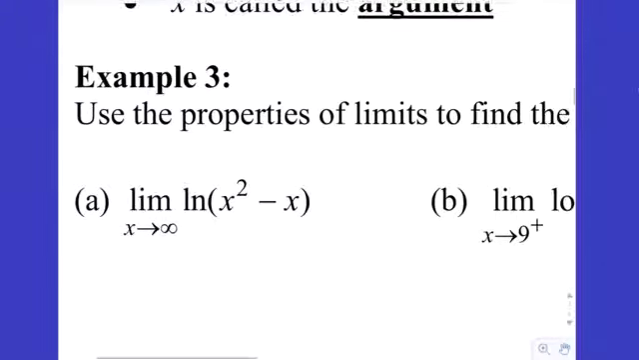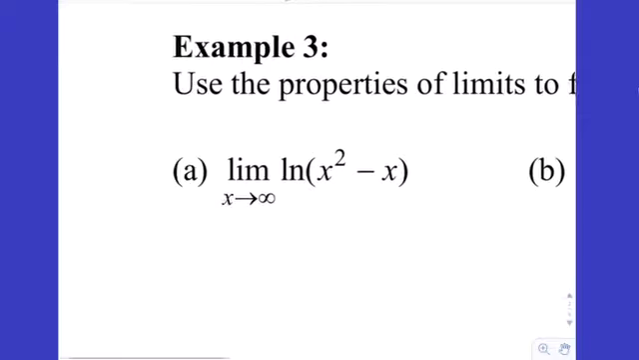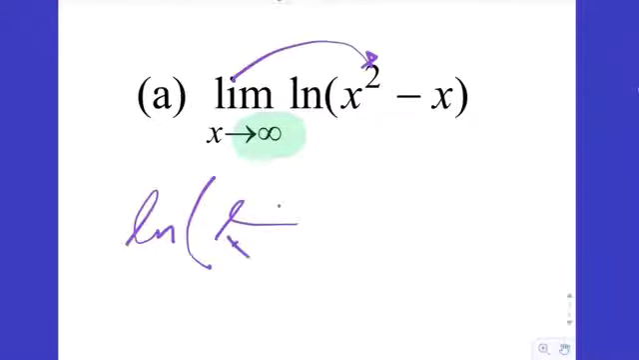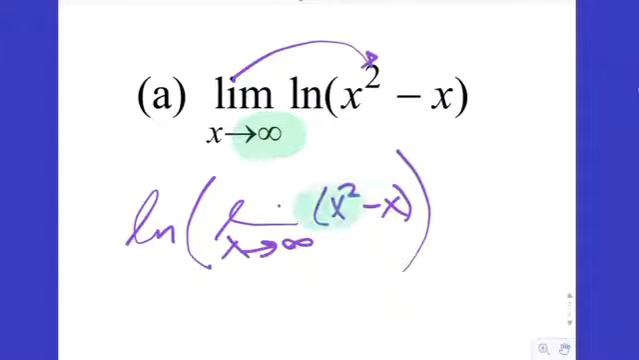Example 3. Use the properties of limits to find the limit of each of the following. Limits. That's calculus, right? We're looking for the right end behavior. How are we going to do this without the graph? Just know? Memorize what logs do. Remember, you could take the limit on the inside. Let me start off by putting the natural log of the limit as x goes to infinity. You can actually bring it to the inside.